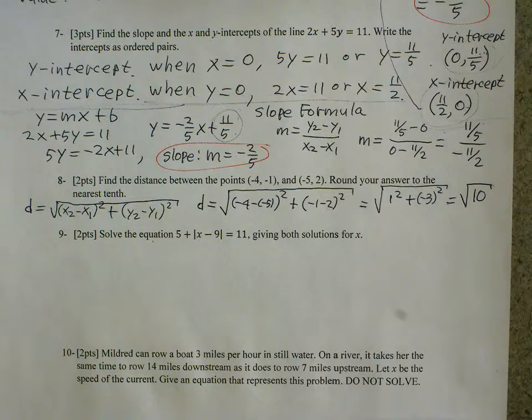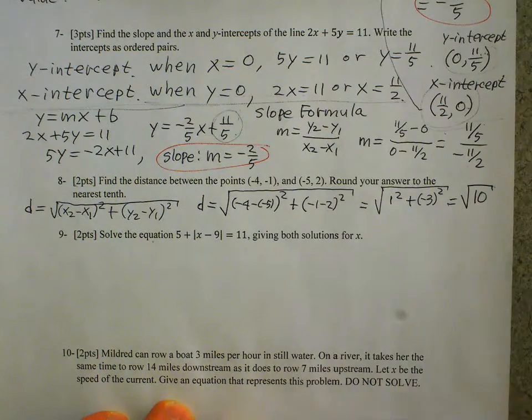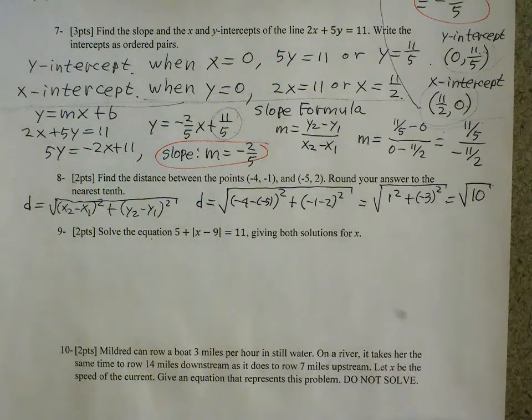Solve the equation 5 plus the absolute value of x minus 9 equals 11. Wow, that's a major hint. Give both solutions for x. So it's implying that there are 2 solutions.